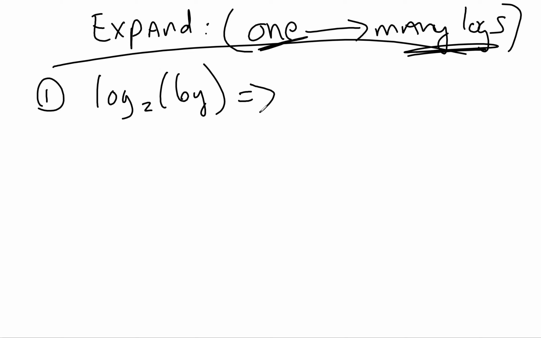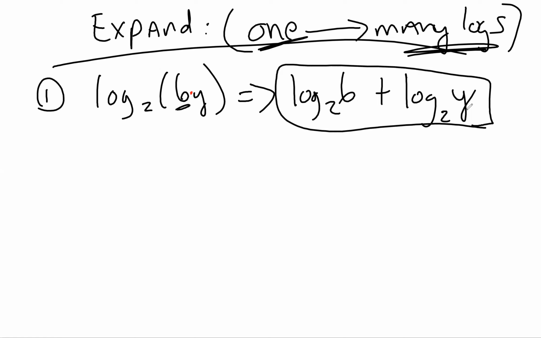If we look at this, what's happening inside these parentheses? Multiplication. Since multiplication is happening, when I expand this, what am I going to turn that multiplication into? Addition. So this is going to become log base 2 of 6, plus log base 2 of y. And that's it. What do you guys think? It seems fairly simple.